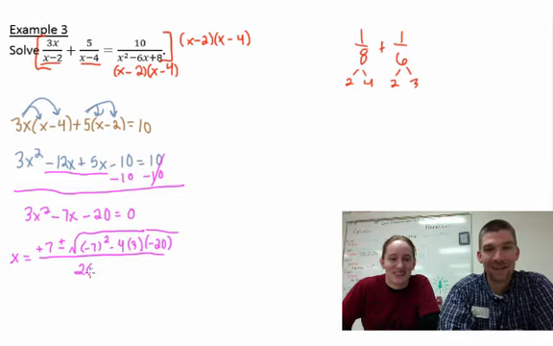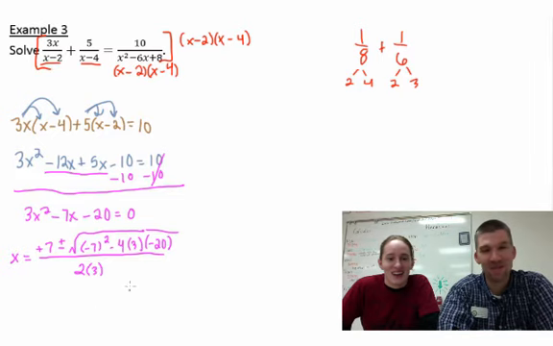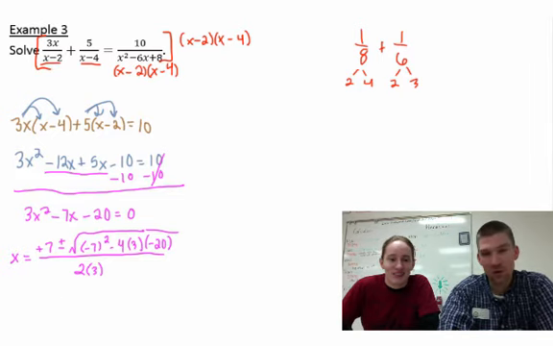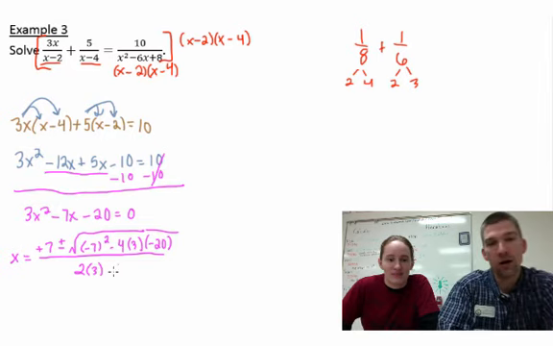So, I don't just think they'll go opposite of b, plus or minus the square root of b squared minus 4ac, all over 2a.